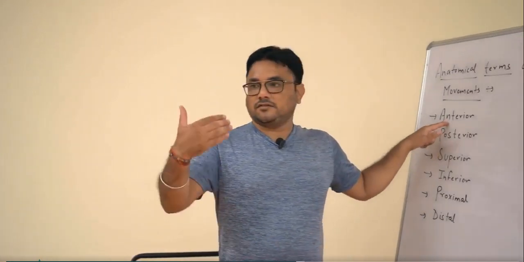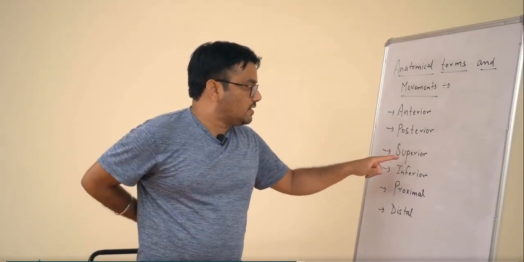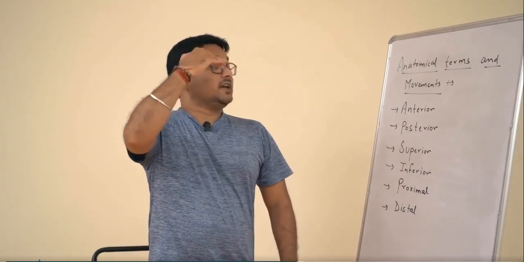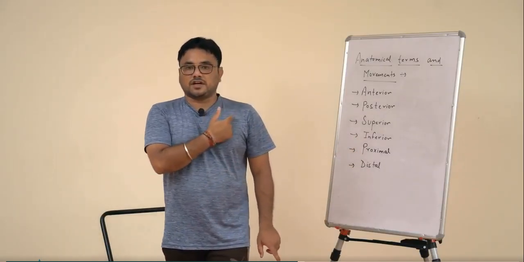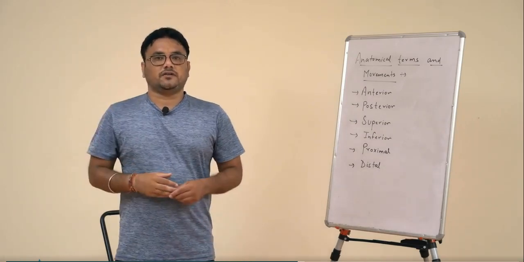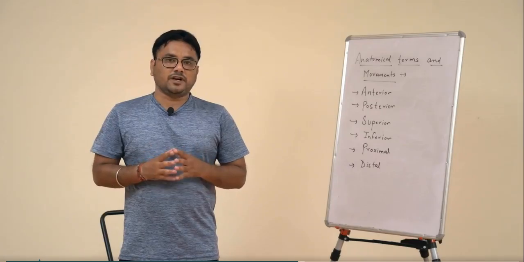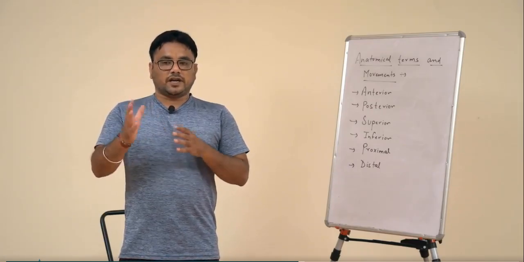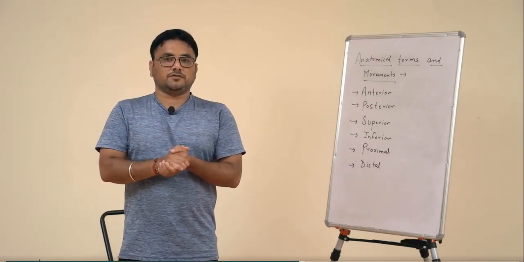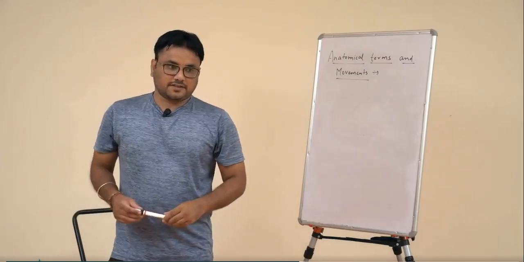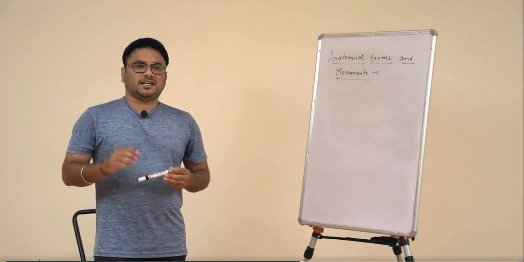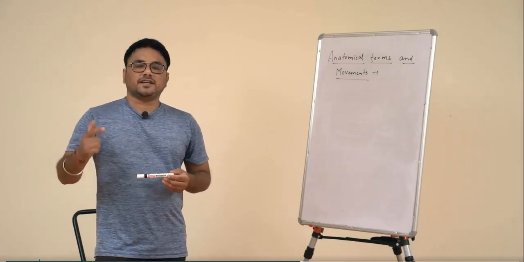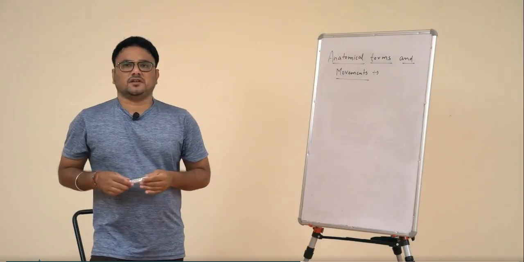So these are the anatomical terms: anterior, front; posterior, back; superior, the upper part of the body; inferior, the lower part of the body; proximal, close to the trunk; and distal, away from the trunk. Is it clear, guys, to everyone? Just go through it, and you can practice yourself in your free time too. Now the movements. Movements are simple too, guys. It just takes a little bit of time. If we revise it properly, then it will be easier.